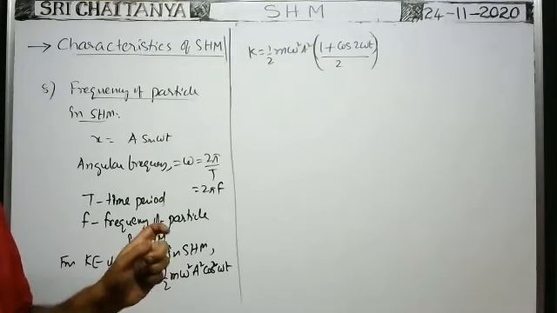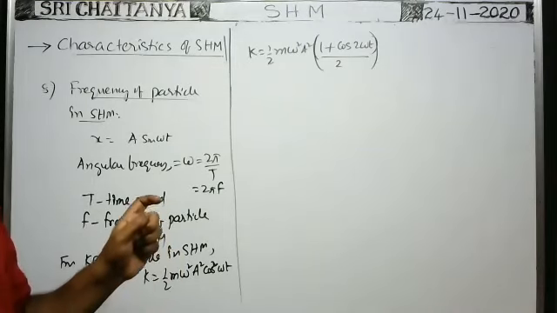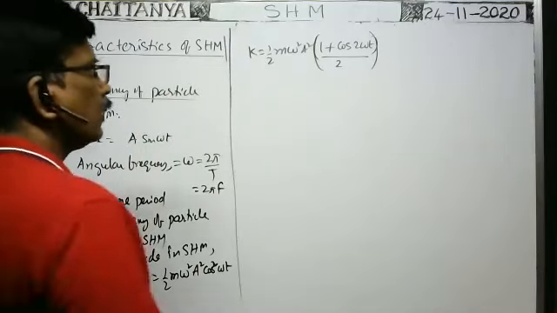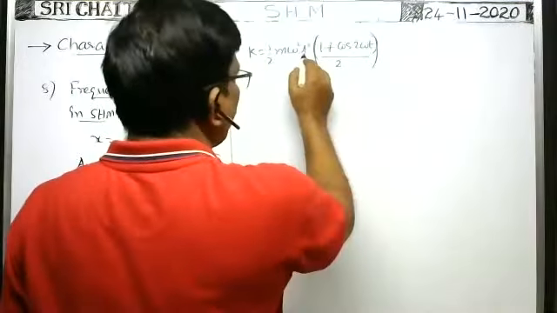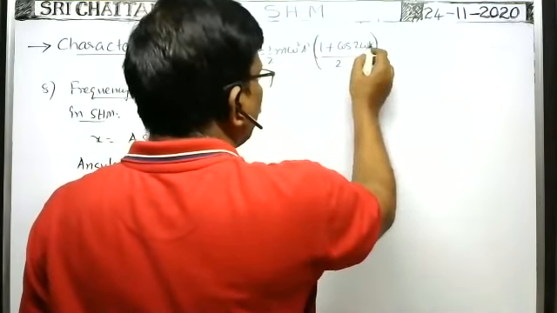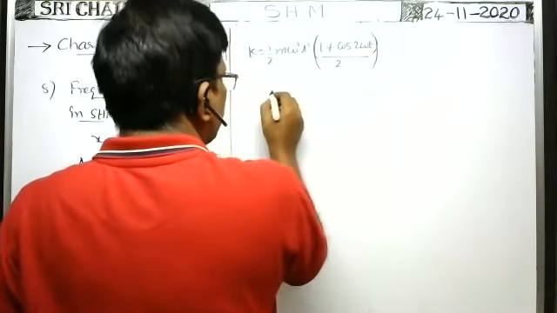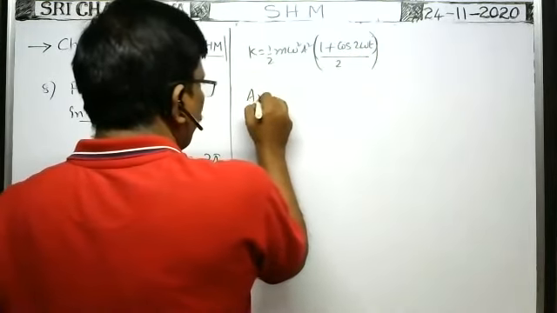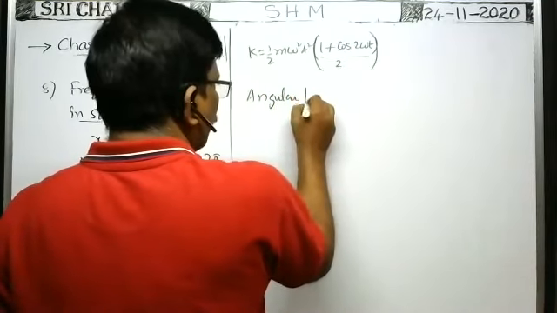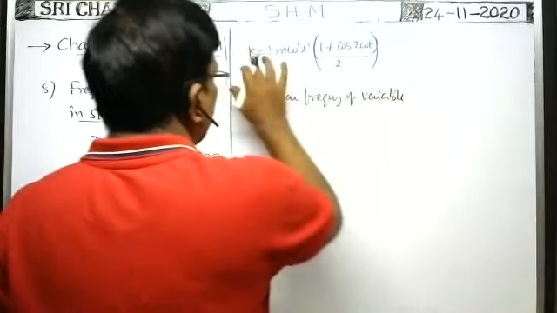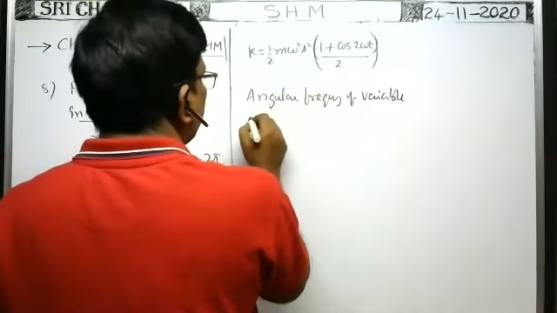Can we write cos square theta as (1 plus cos 2 theta) by 2? Like that I have written. So we can write half m omega square into 1 by 2 plus half m omega square by 2 into cos 2 omega t, where the coefficient of t is the angular frequency. Angular frequency of variable kinetic energy, that means this varies with time.